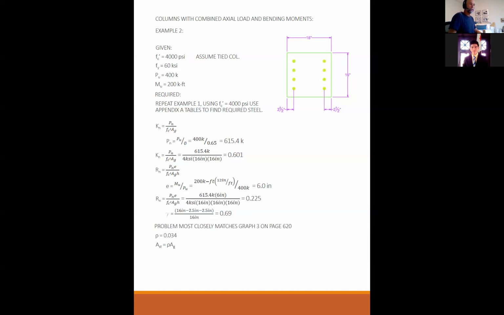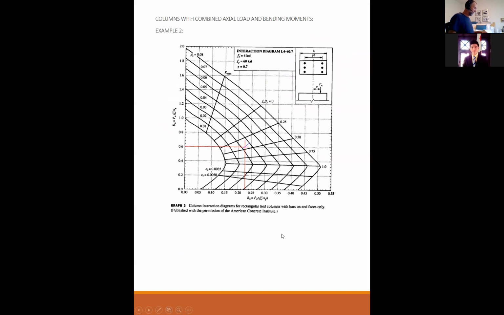Okay, so page 620. We're looking at Appendix A, page 620 in your textbook. And rho is 0.34. Okay, six number 11s. There it is. Okay, I knew I had it in there somewhere.